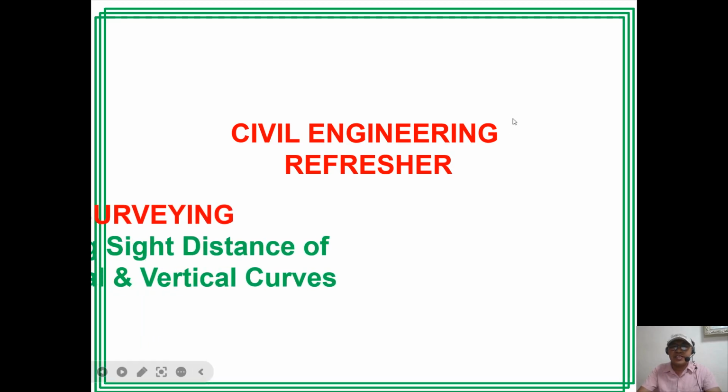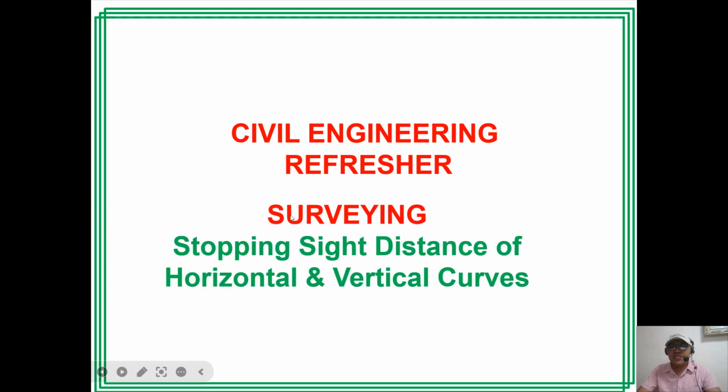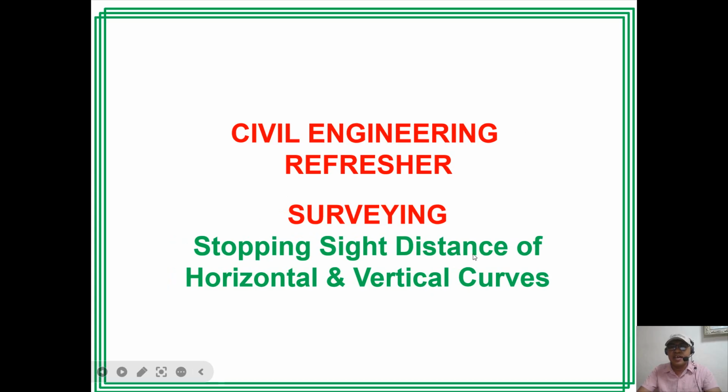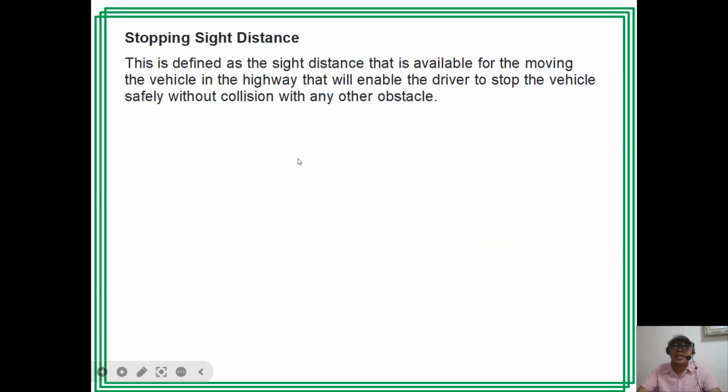So for this video, the featured topic is about stopping sight distance of both horizontal and vertical curves. Stopping sight distance is defined as the sight distance that is available for the moving vehicle in the highway that will enable the driver to stop the vehicle safely without collision with any other obstacle.